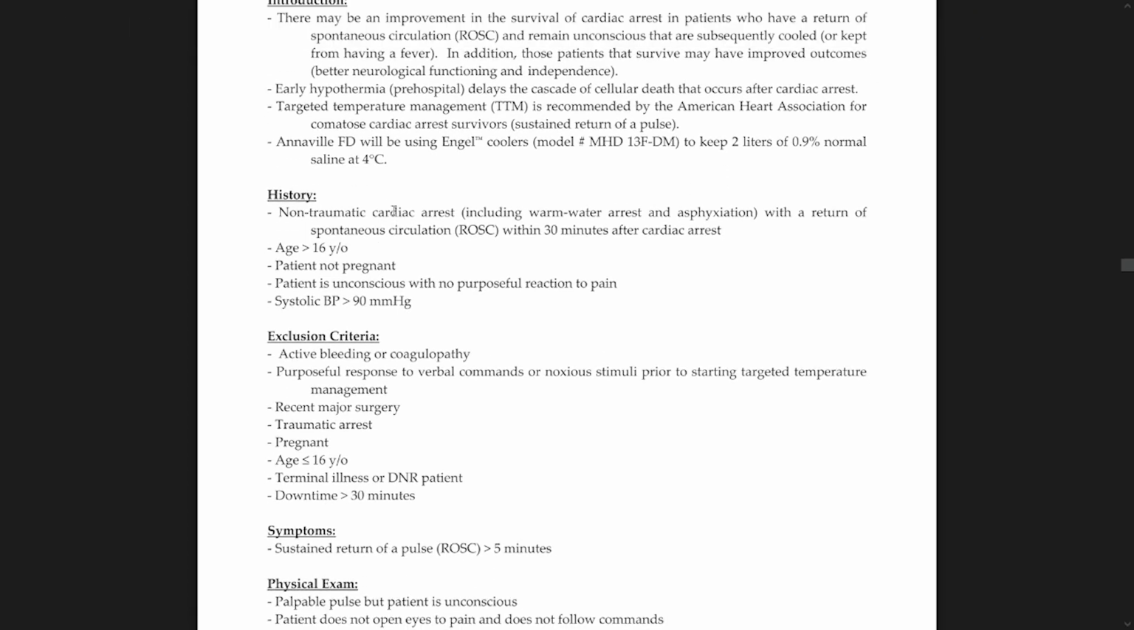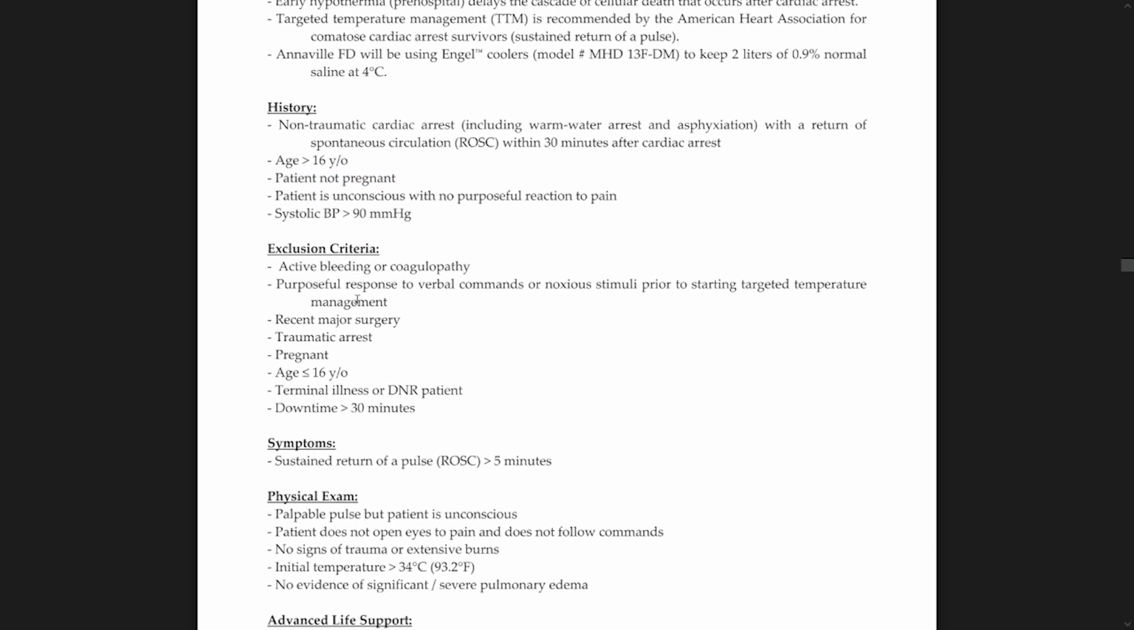Some history you want to gather. Is the patient a non-traumatic cardiac arrest? If they are, including warm water arrest and asphyxiation, with a return of spontaneous circulation within 30 minutes after cardiac arrest, is their age greater than 16 years old? Is the patient pregnant? Is the patient unconscious with no purposeful reaction to pain? And is their systolic blood pressure greater than 90 millimeters of mercury? So you don't want them to be pregnant.